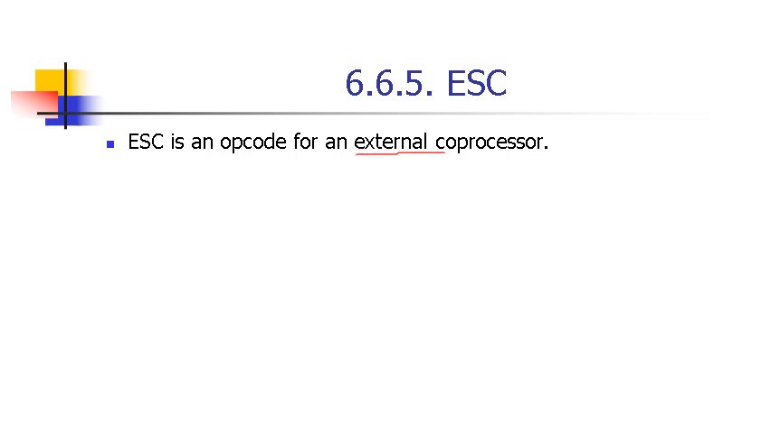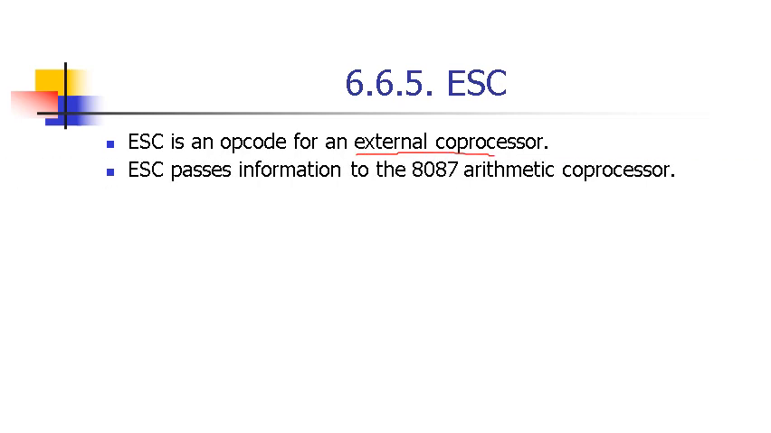Escape, this deals with external processor. So you escape when you issue this instruction. It gives control to an arithmetic coprocessor. So it leaves the main processor to the math coprocessor.